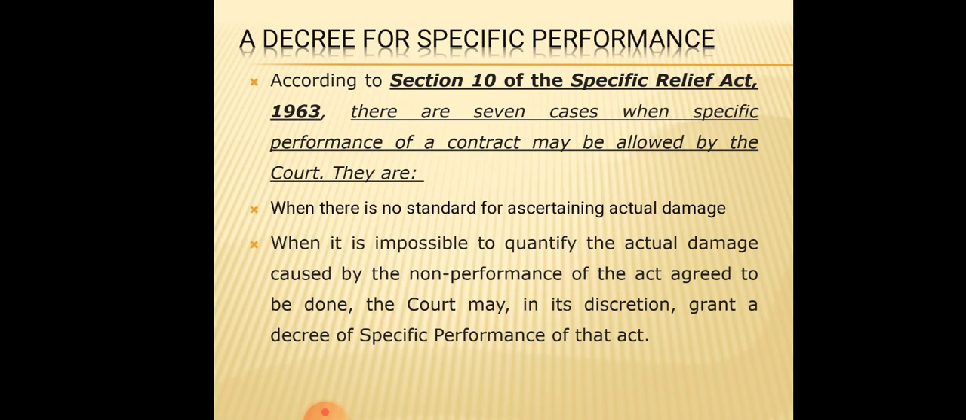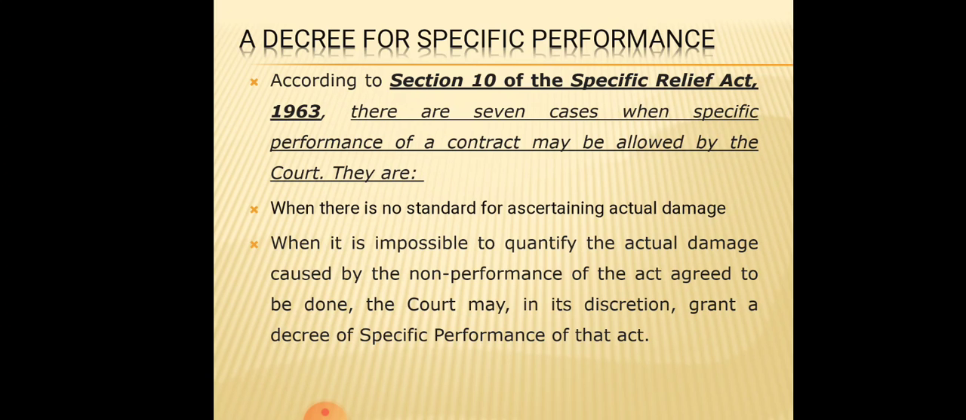So specific performance may be ordered by the court, or suppose if there is a breach, there may be an injunction or declaration, or the order of specific performance. Whatever order of specific performance the court will give is treated as a decree of specific performance. According to section 10 of the Specific Relief Act 1963, there are 7 cases when specific performance of a contract may be allowed by the court.